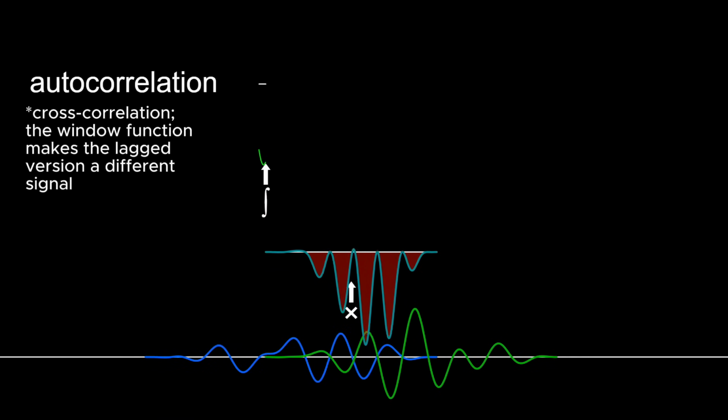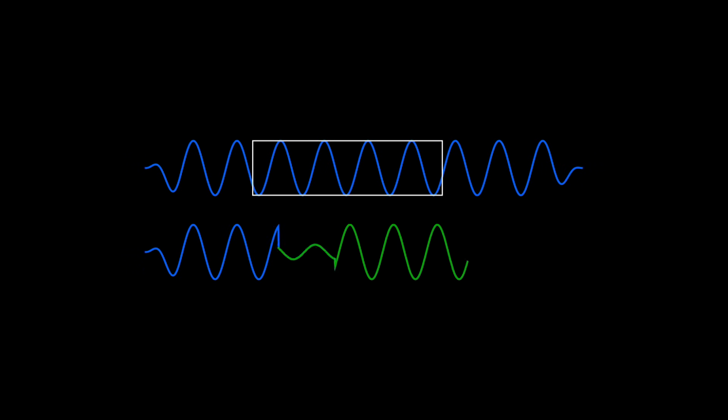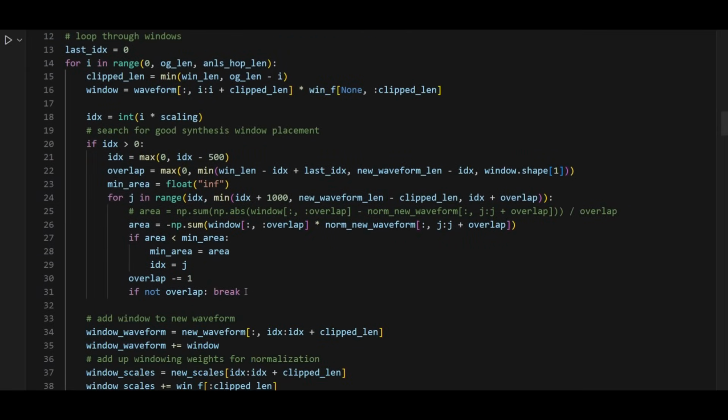This algorithm is called synchronous overlap add, or SOLA. There's a similar algorithm called waveform similarity overlap add. That one just adjusts the analysis windows instead of the synthesis windows. They produce similar results. Here's the code for SOLA. The only addition is this search for a good window placement.